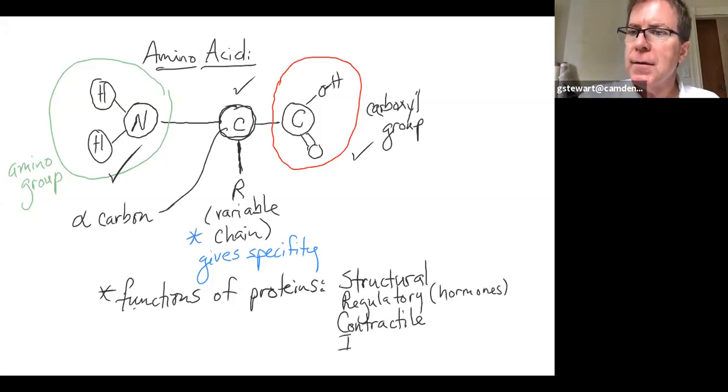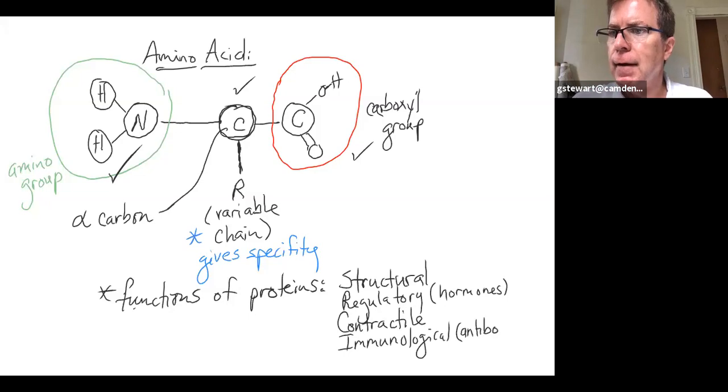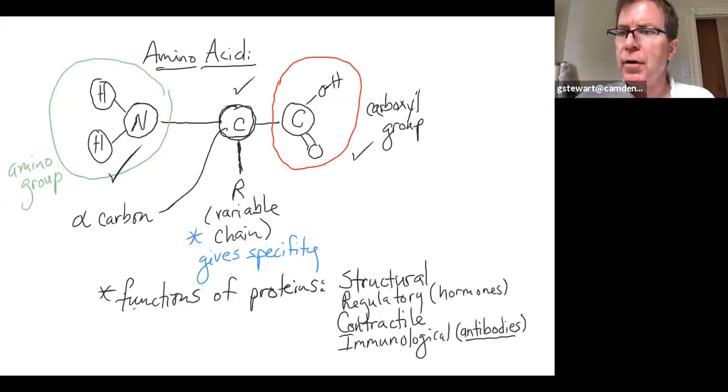There are also some proteins that can be immunological. Specifically, I'm going to write antibodies. Antibodies are basically really, really small proteins. When we get infected by something like a coronavirus, for example, our immune system recognizes that as foreign, and it creates antibodies. It literally manufactures small proteins to fight that foreign invader. Two more. I'll see if I can fit them over here. Transport is a protein function. I'm going to put in parentheses hemoglobin.